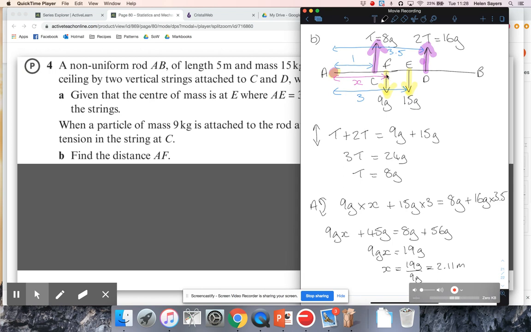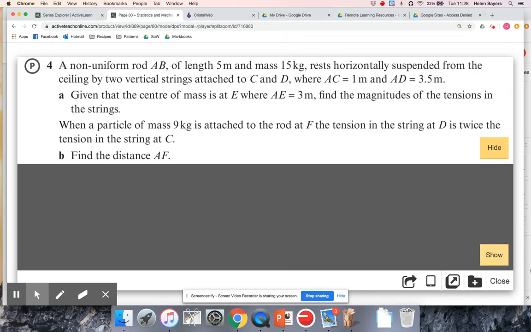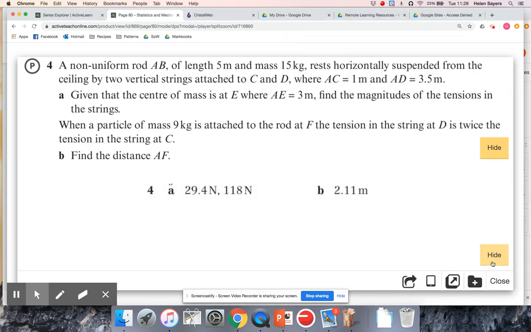But if it hadn't been, it really wouldn't have mattered. If this had ended up being 0.9 meters, it would have meant that F was there, but it wouldn't have changed any of my calculations. So let's just quickly check those answers. Yeah, we're good.